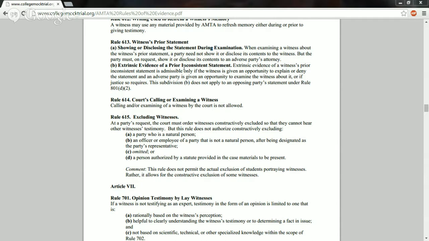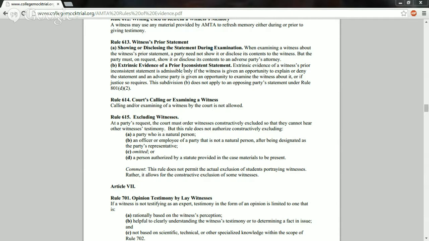And then we'll move on to (b). Extrinsic evidence of a prior inconsistent statement. Extrinsic evidence, meaning outside factors that make the inconsistency of the statement at hand more or less likely, of a witness's prior inconsistent statement is admissible only if the witness is given an opportunity to explain or deny the statement, and an adverse party is given an opportunity to examine the witness about it, or if justice so requires. This subdivision does not apply to an opposing party's statements under Rule 801(d)(2), namely party opponent statements.